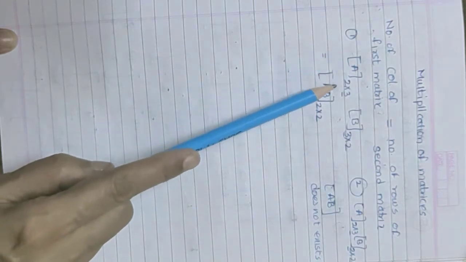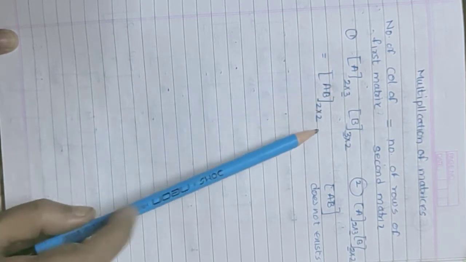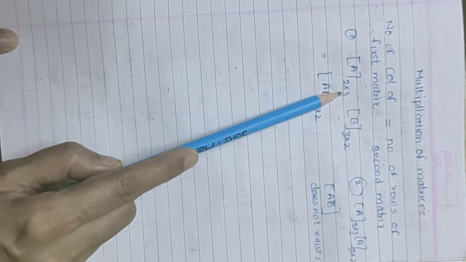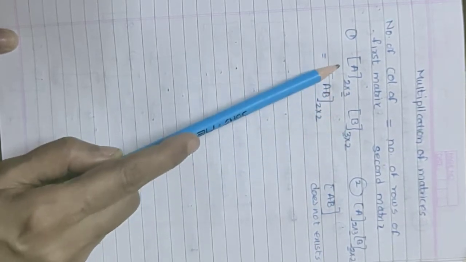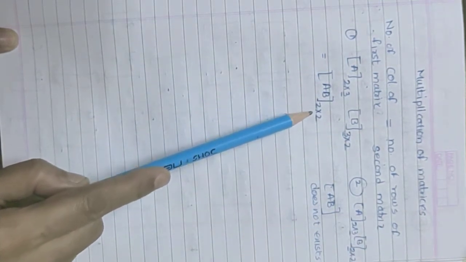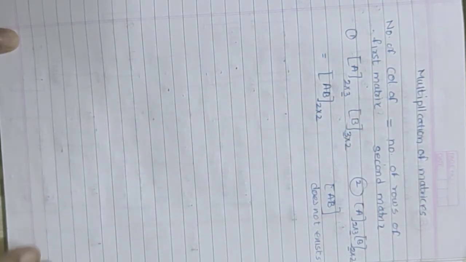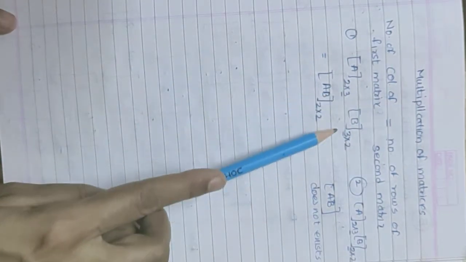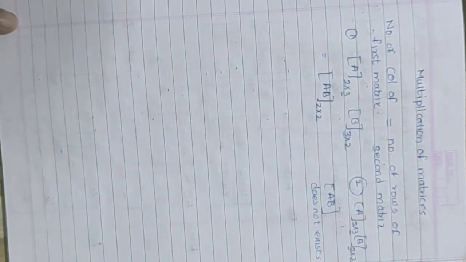So A is having order 2 by 3, means 2 rows and 3 columns, and B's order is 3 by 2. Then see this 3 and this 3, it should be the same. This number should be the same. So we can multiply the matrices and the resulting matrix will be of the order 2 by 2. So this is the condition for multiplication of matrices. If these two numbers are the same, then only we can multiply the matrices.